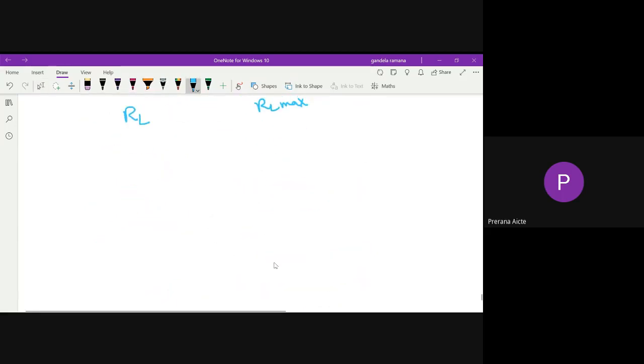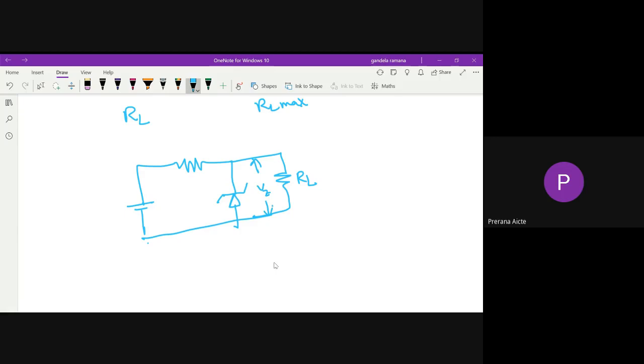I will draw again. Suppose the load is fixed and now Vin varies. At that time what happened? So this is RL, VZ, IL, IZ. So this is RS. So this will vary.